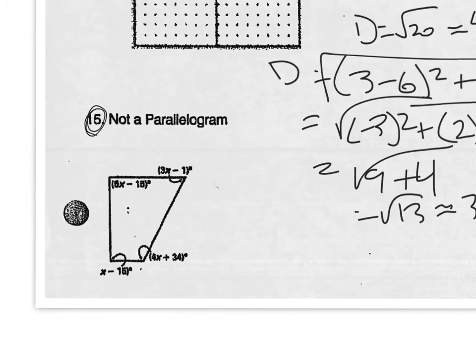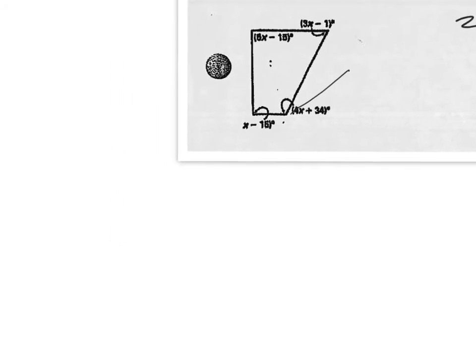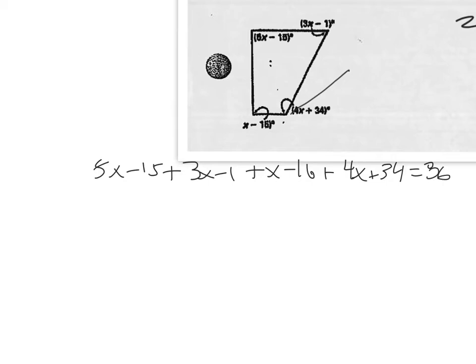Not a parallelogram. Okay, so we have to use our properties of quadrilaterals because we are not given a parallelogram. So that means I need to add up all 4 angles equal to 360. So I have 5x minus 15 plus 3x minus 1 plus x minus 16 plus 4x plus 34 equals 360.